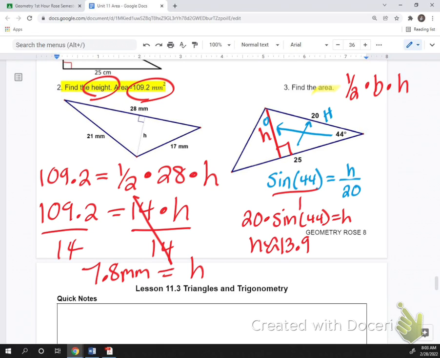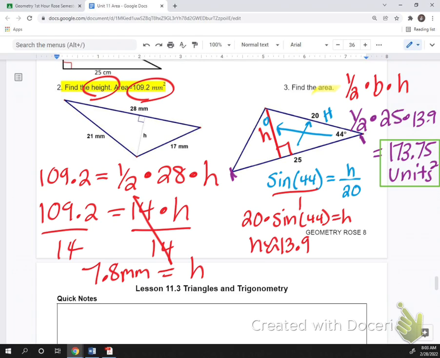All right, when you do right triangle trig, you should get the height is about 13.9. Yes? Okay, after that, what do we do? Base times height times 1/2. So 1/2 times the base, which is 25, which is this whole thing, times the height, which is 13.9. We should get about 173.75. We'll just say units squared because I didn't measure it this time, but it is squared units because it's area.